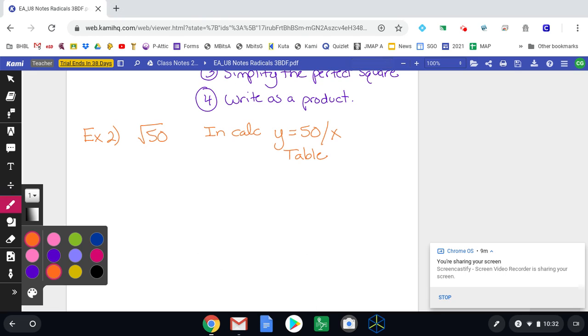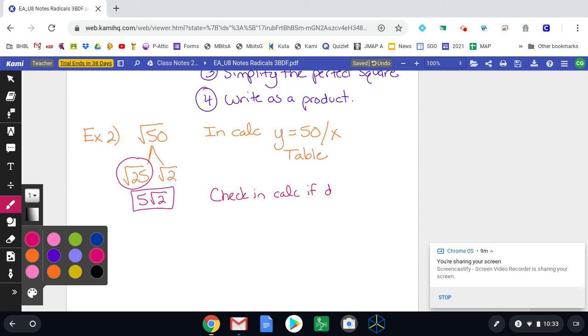There we go. So what I'm going to do is break this up into radical 25 times radical 2. Here's my perfect one. So this is a 5 radical 2. We can check in the calculator if the decimals are equal. All right, so a nice little double check for us.